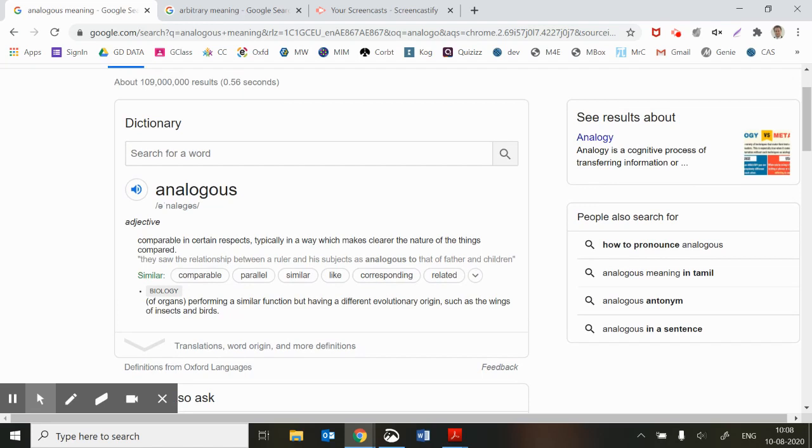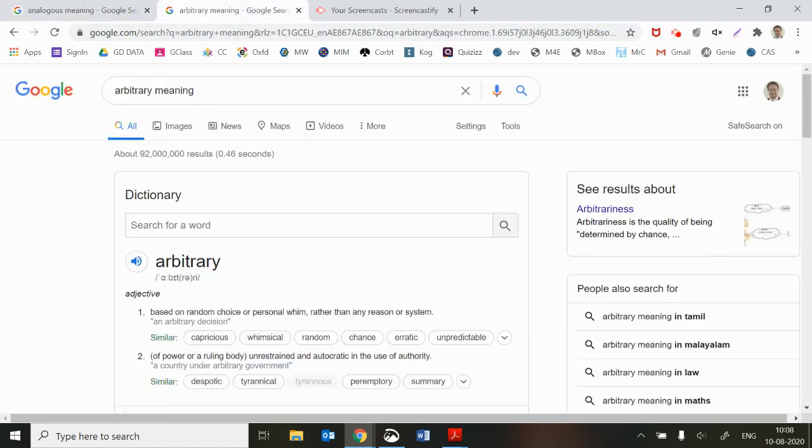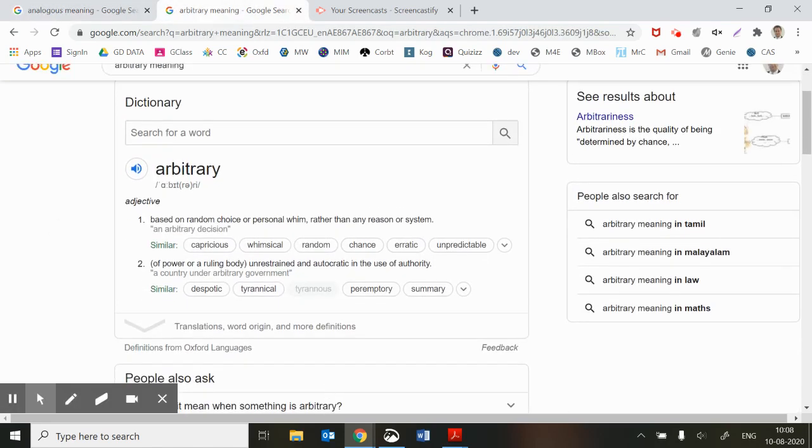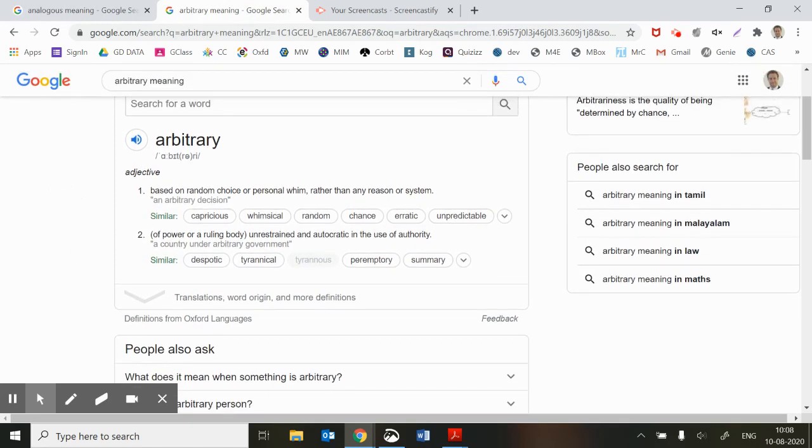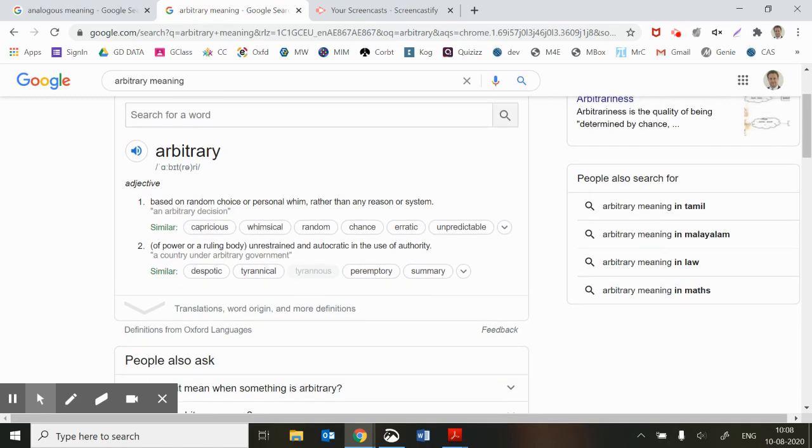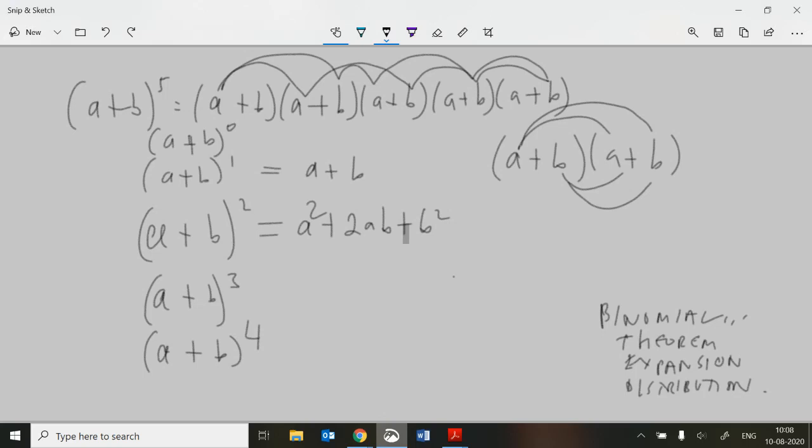Okay, and I've used the word arbitrary as well. Arbitrary is something we often say in maths. If we're just choosing something at random with no bias, we often say that that's an arbitrary choice. Their description of this on Google is just based on random choice or personal whim, rather than any reason or system. So it's a whim. Let's just choose this, for example. That's an arbitrary choice. Okay, let's go back to this.